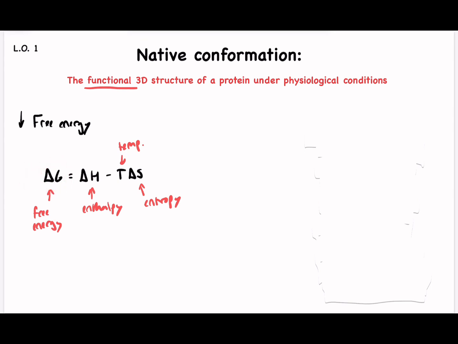Keeping that in mind, let's take a look at this diagram which I've created to illustrate this principle. Let's pretend that this squiggly line at the top is a protein in primary structure, and this one down here is a protein in secondary structure.